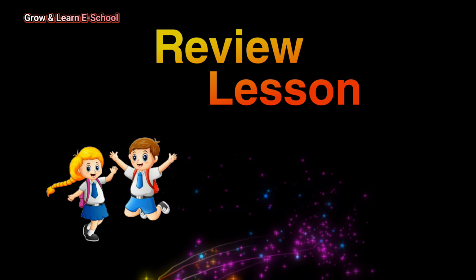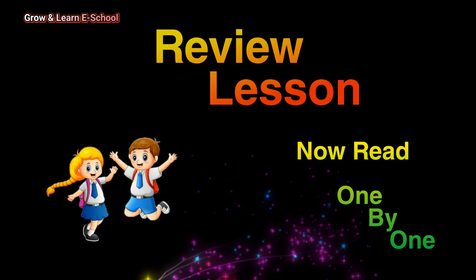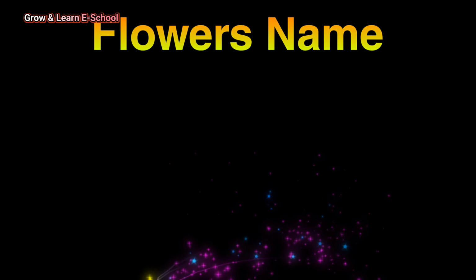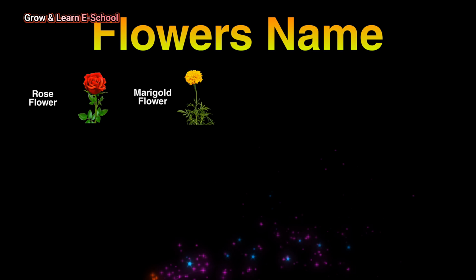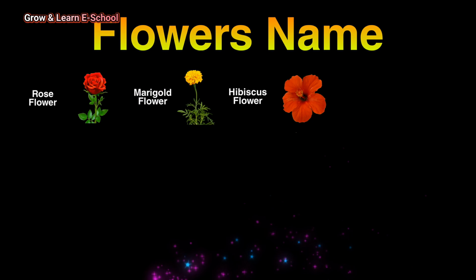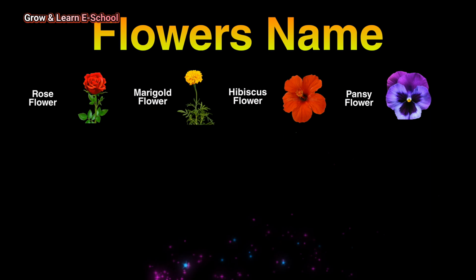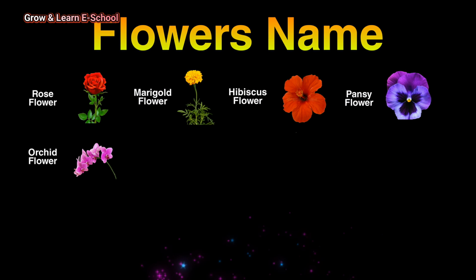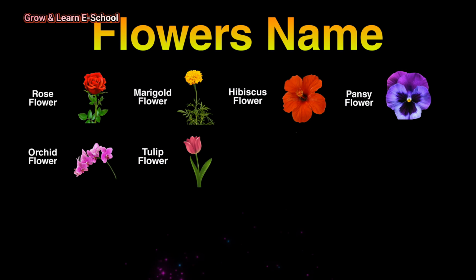Review lesson. Now read one by one. Rose flower. Marigold flower. Hibiscus flower. Pansy flower. Orchid flower. Tulip flower.